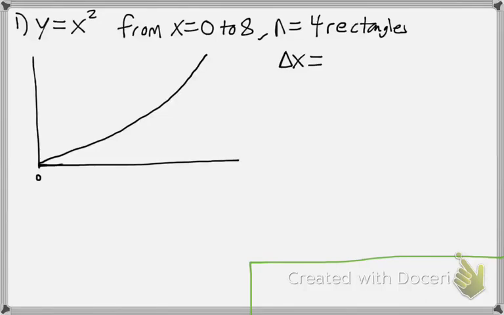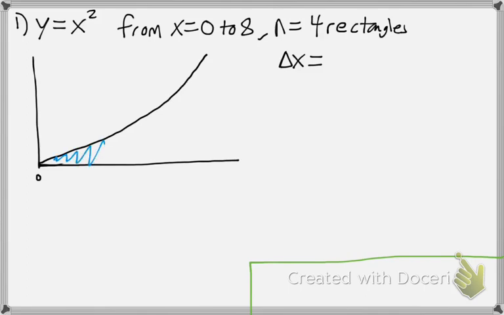Number 1 says to estimate the area under the curve by using left Riemann sums on the given interval and for the given values of n. Show the graphs, delta x, and the grid points.